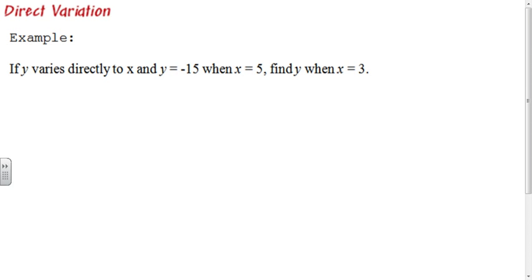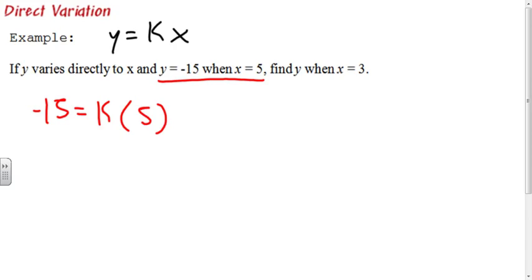If we have direct variation, so that's y equals k times x. In this case, we know that y equals negative 15 when x equals 5. So negative 15 equals k times 5, which means, if we divide both sides by 5, negative 3 equals k.